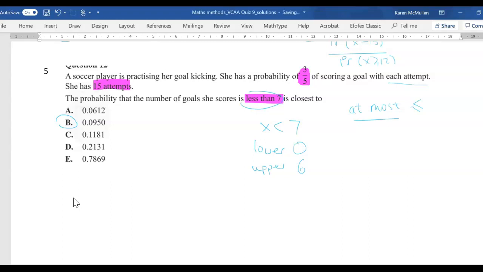So just taking care with that inequality. That's what stumped me first, and probably a lot of other students. Writing lower and upper might help you avoid making that error.